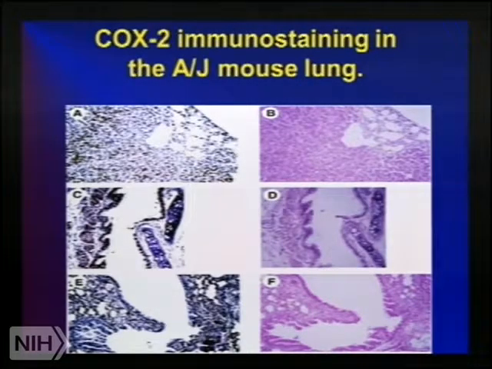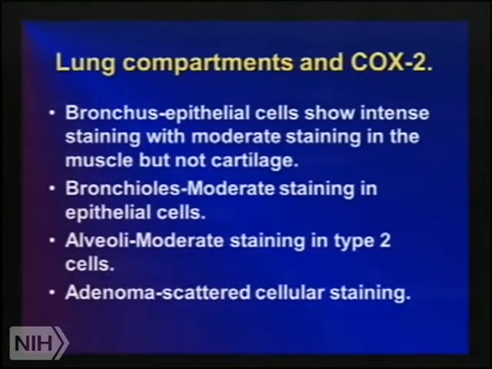Looking at the immunocytochemistry in these mouse lungs, we found that there was COX-2 immunostaining, as indicated by these brown dots, in the adenoma, as well as other areas of the lung. And this is just the corresponding H&E of the normal lung. We see lots of pink here because these are non-cancerous cells, so they have lots of cytoplasm.